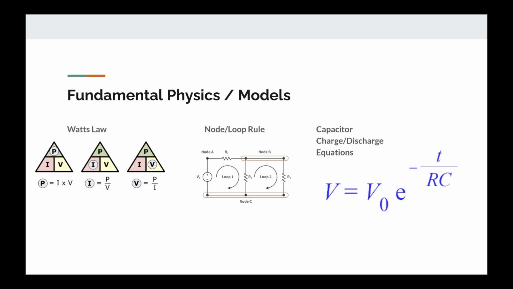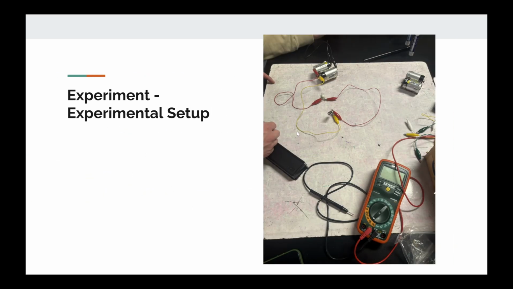The node and loop rule were that at any round trip point, total change in current needs to equal 0, and node rule is that any current leaving a node must equal the current entering that node. The capacitor discharging charge equation is described below, but the main takeaway is that it is an exponential growth or decay function, which leads to some of the properties we will see later.